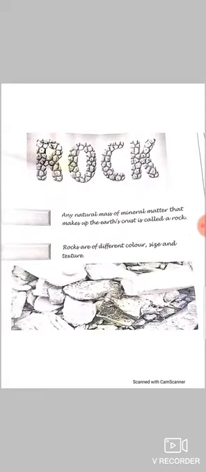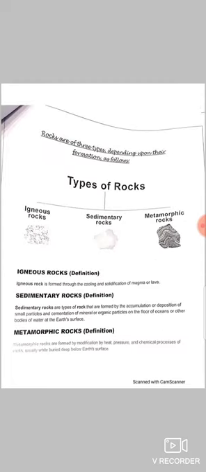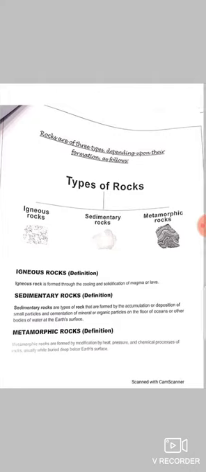Now the rocks. Any natural mass of mineral matter that makes up the earth's crust, that forms the earth's crust, is known as rocks, and they have different colors, different sizes and different textures. Now, types of rocks depend upon their formation. The first is igneous rock, the second is sedimentary rock, the third is metamorphic rock.